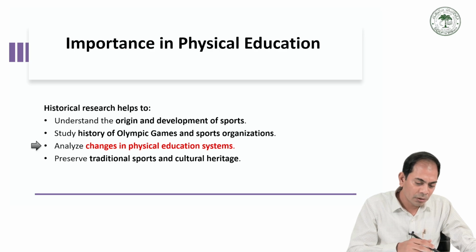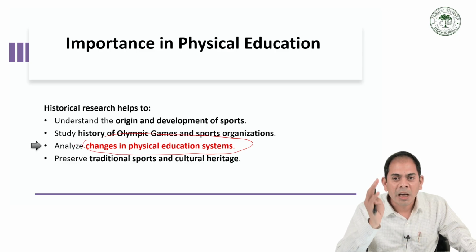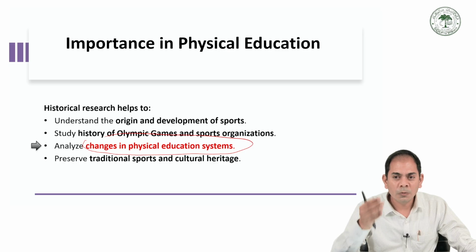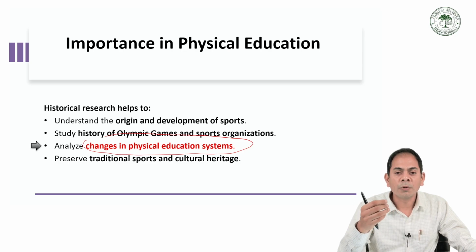Next, historical research helps to analyze the changes in the physical education system over time. Researchers study the old educational policies, teaching methods and curriculum structure to understand how physical education improved in schools and universities. On the basis of this historical research, we can recommend appropriate changes in the curriculum and in the field of physical education.